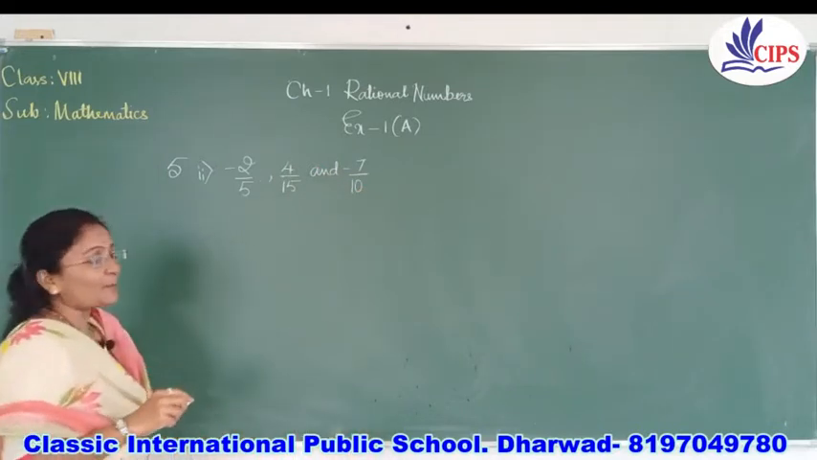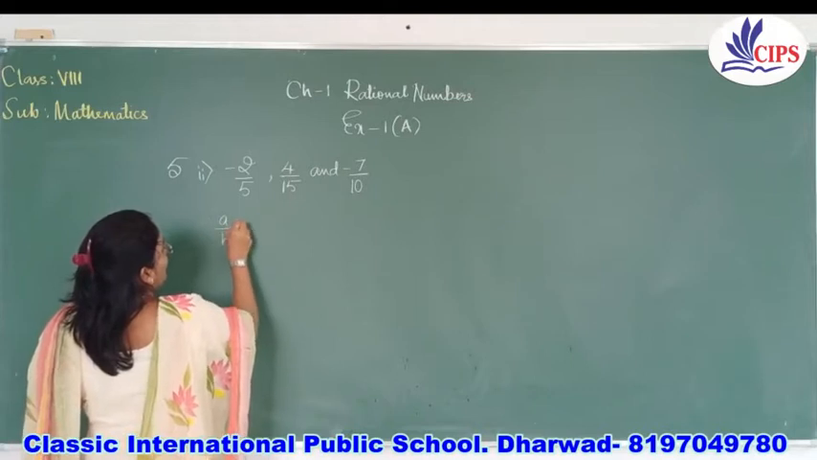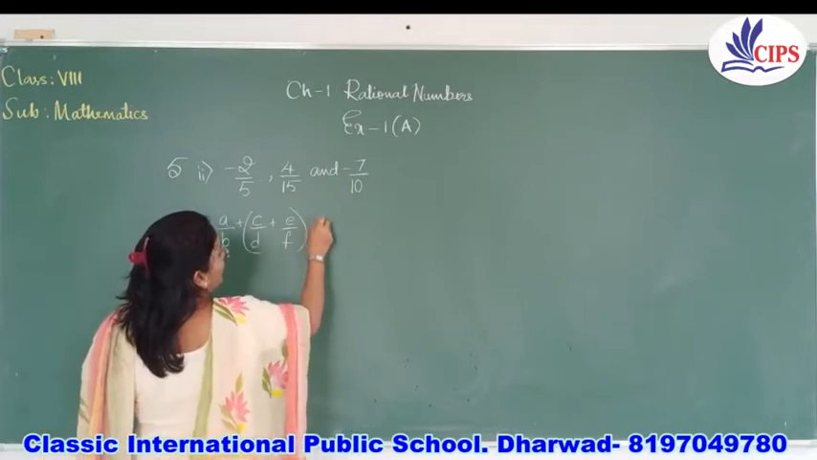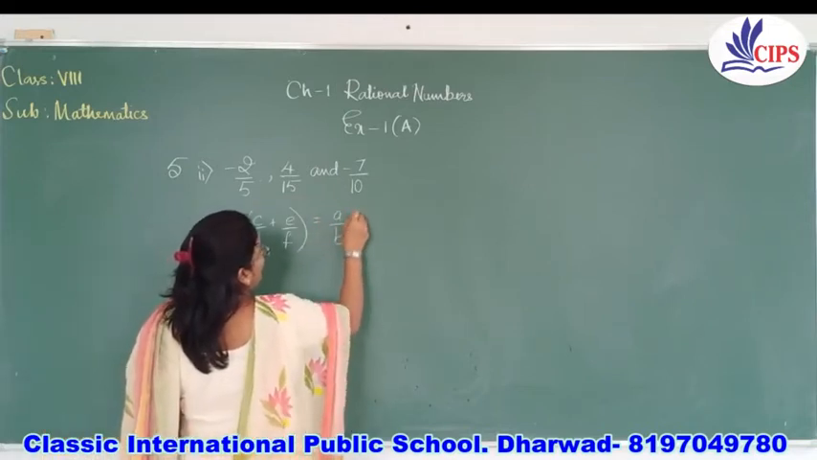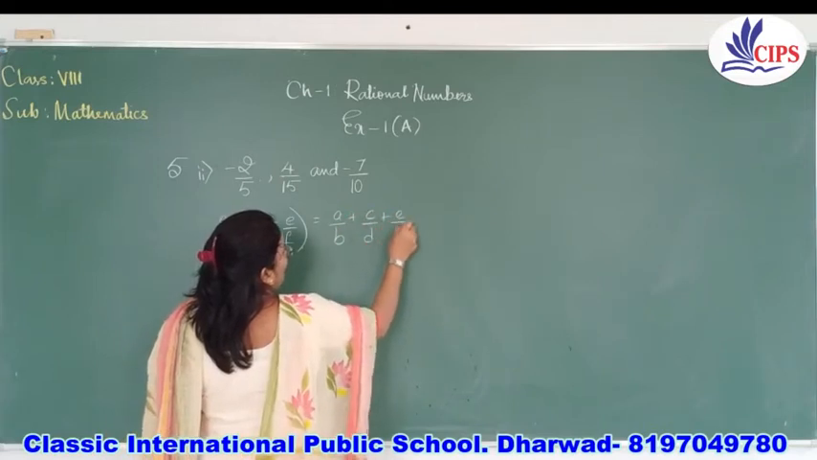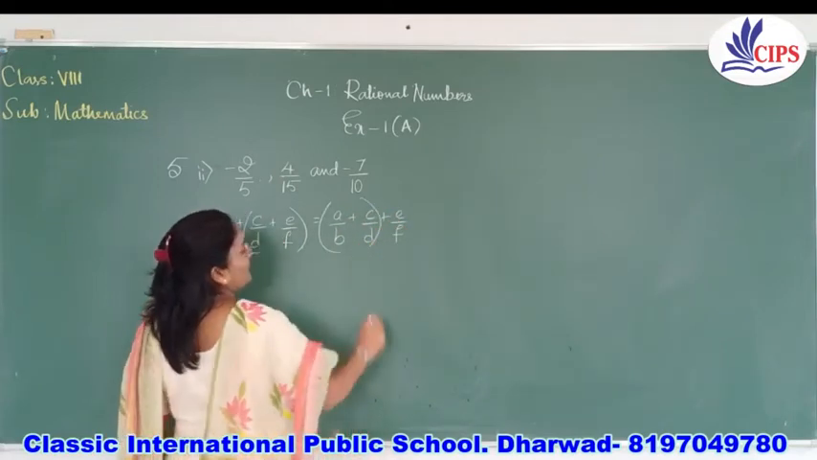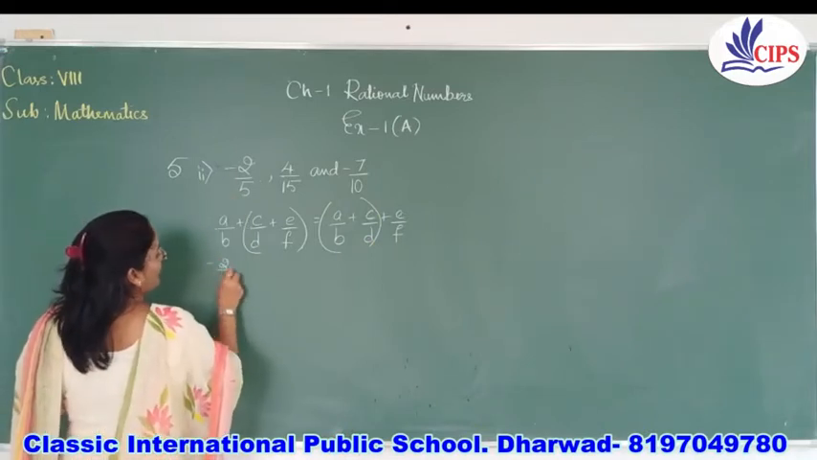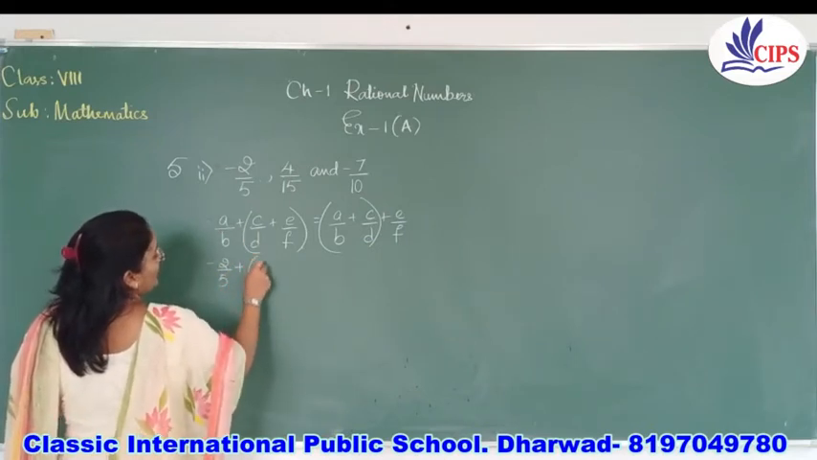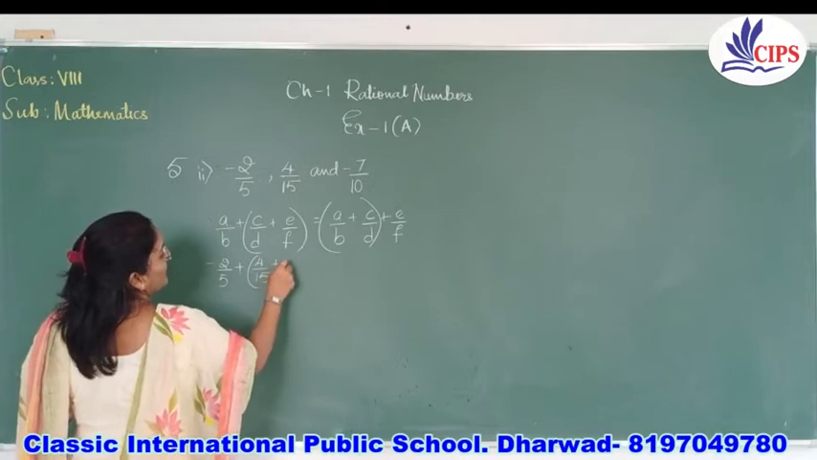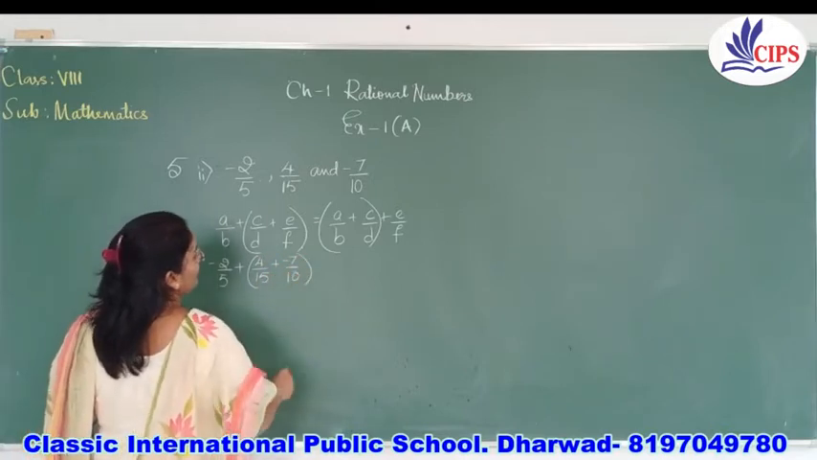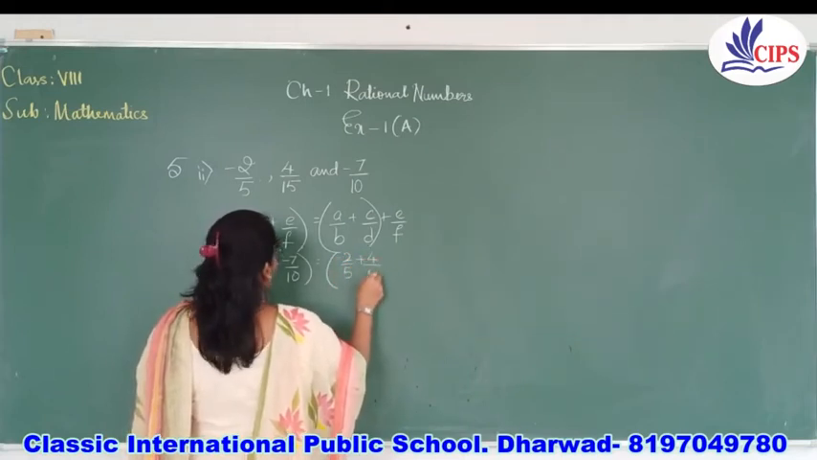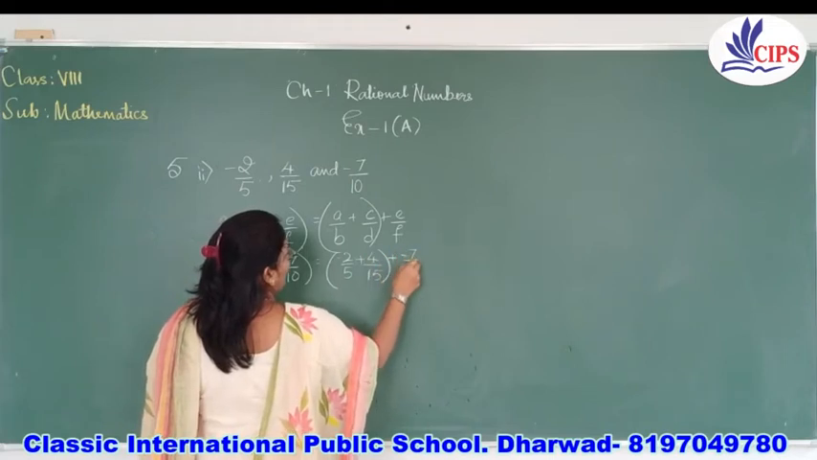So how do we write the associative property? A by B plus C by D plus E by F. We'll put these two in the bracket, and then with the same numbers, A by B plus C by D plus E by F, we'll put these two in the bracket. Now we'll substitute the values into that. A by B here is minus 2 by 5, C by D is 4 by 15 and E by F is minus 7 by 10. Here also we'll substitute: minus 2 by 5 plus 4 by 15 plus minus 7 by 10.